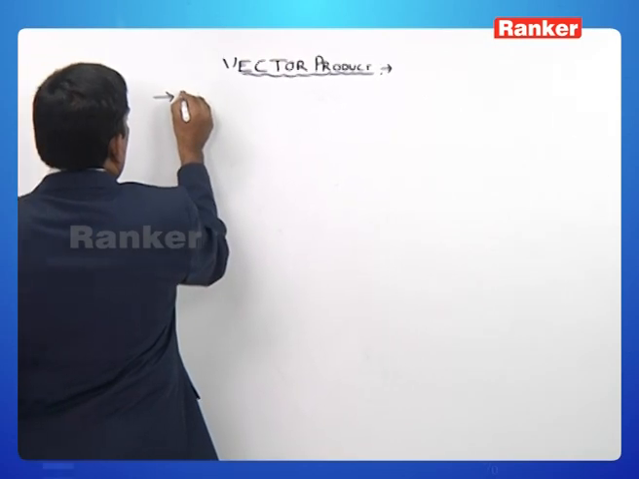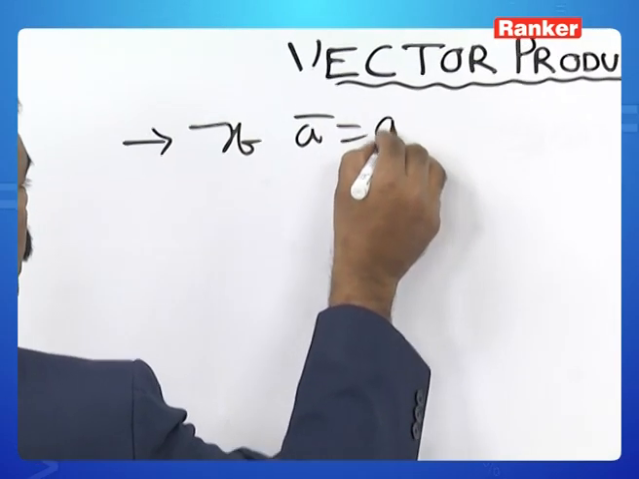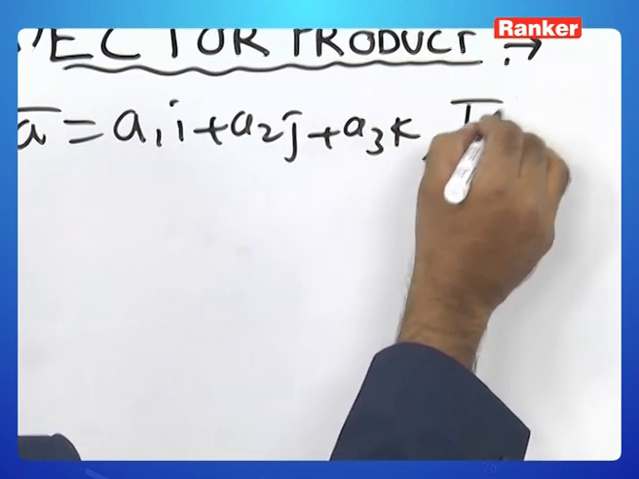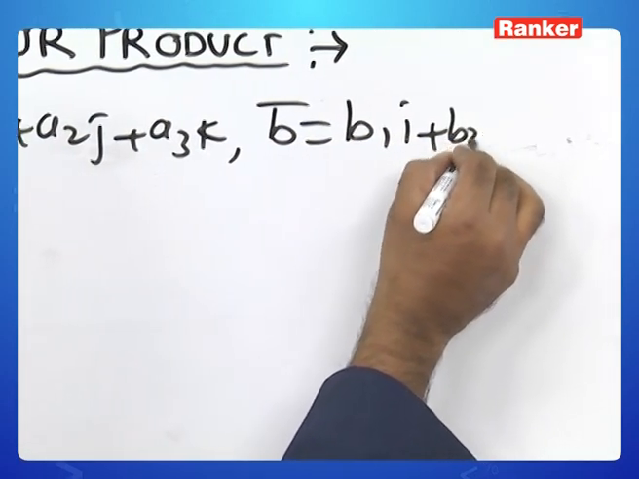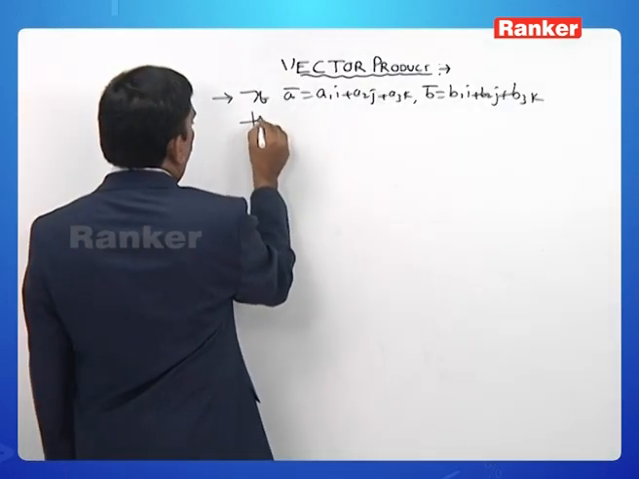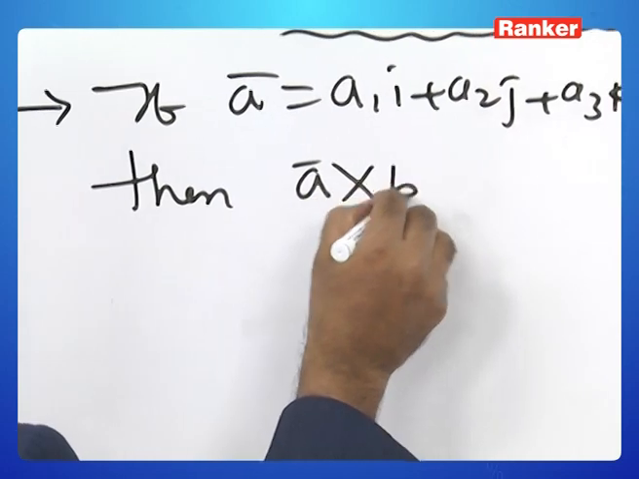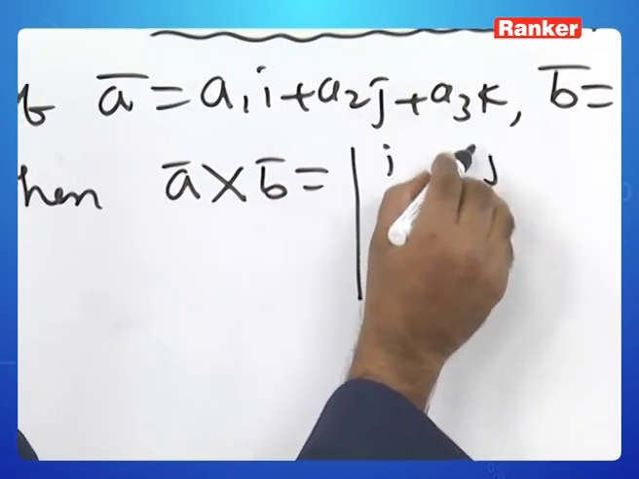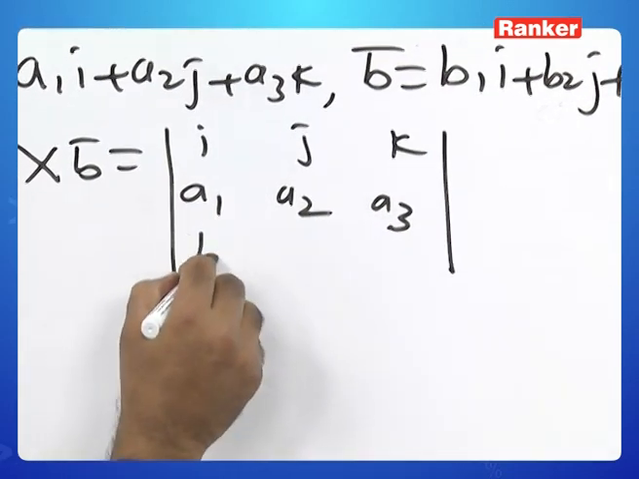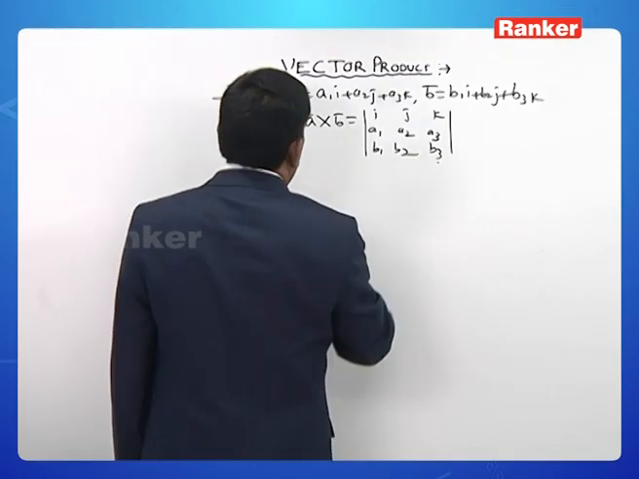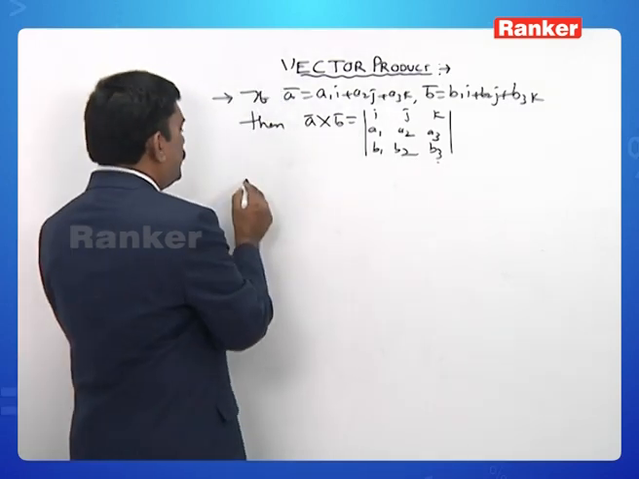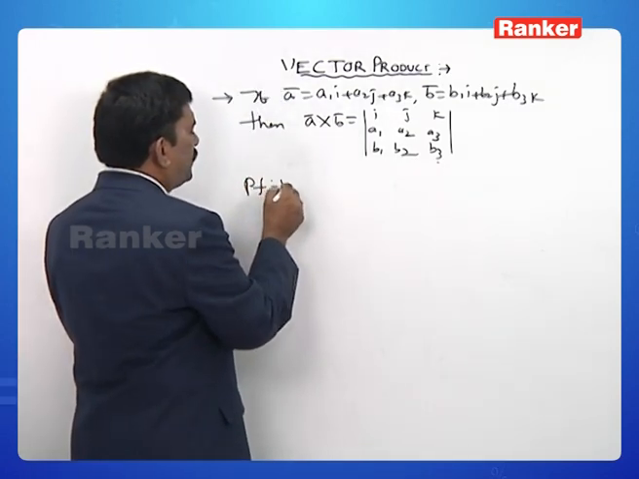Next one is, if a bar is equal to a1 I plus a2 J plus a3 K, and b bar is equal to b1 I plus b2 J plus b3 K, then a bar cross b bar is equal to the determinant with rows I, J, K; a1, a2, a3; b1, b2, b3. Let us see how you get this. Now the proof of this one is very simple.